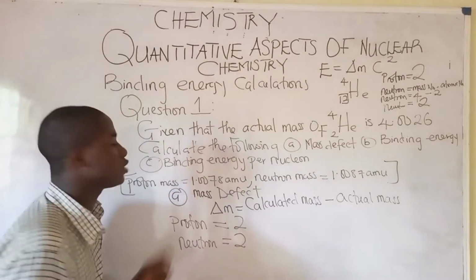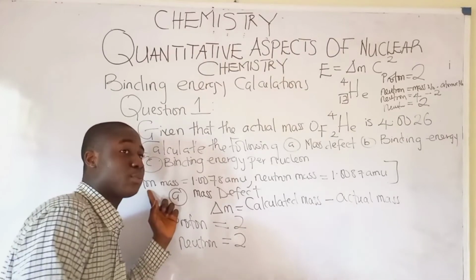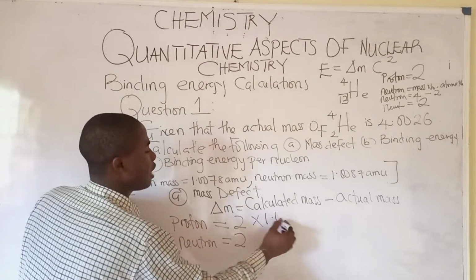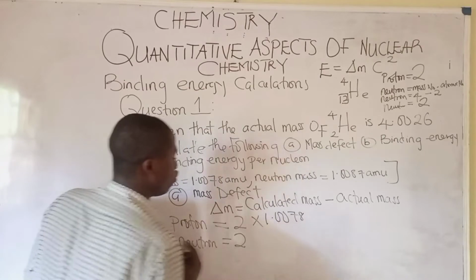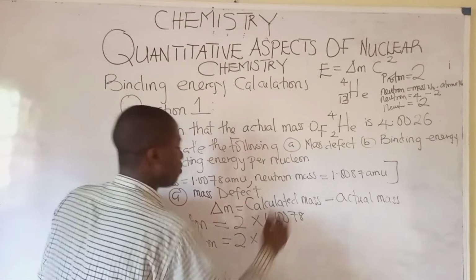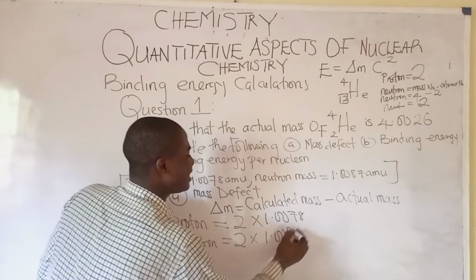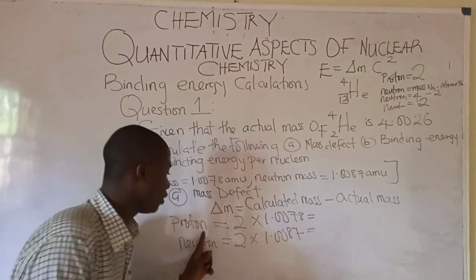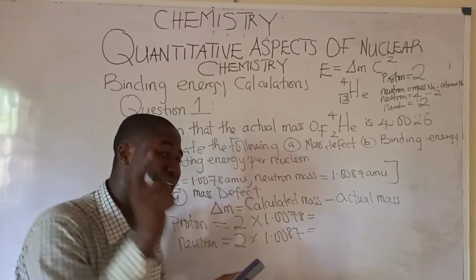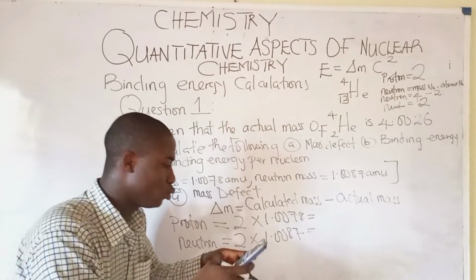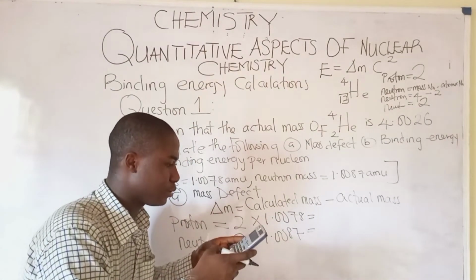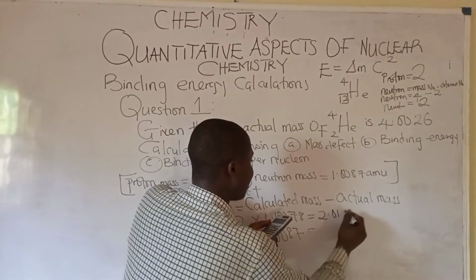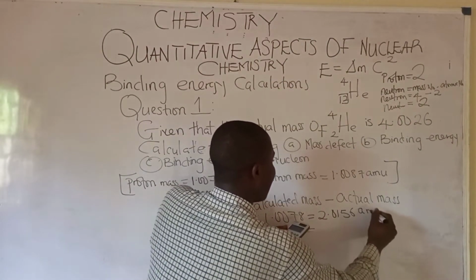Now, what was the proton mass given in the question? This is the proton mass. So we say 2 times the proton mass, which is 1.0078 AMU, plus 2 times the neutron mass, which is 1.0087 AMU. So let's calculate for both masses, for the proton mass and the neutron mass, so we get our calculated mass. So we say 2 times this value, which is 1.0078, so we simply get 2.0156 AMU.